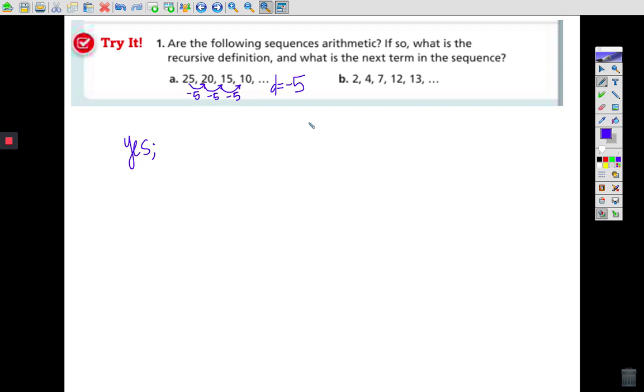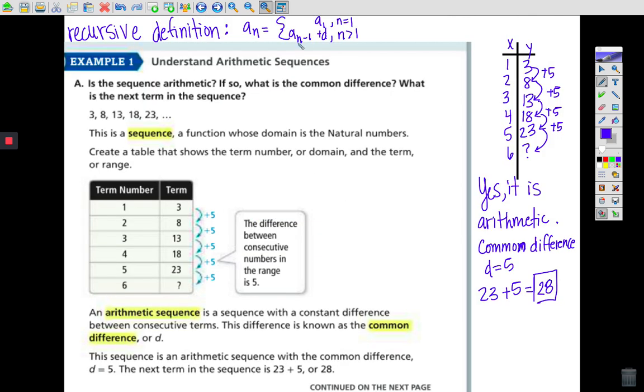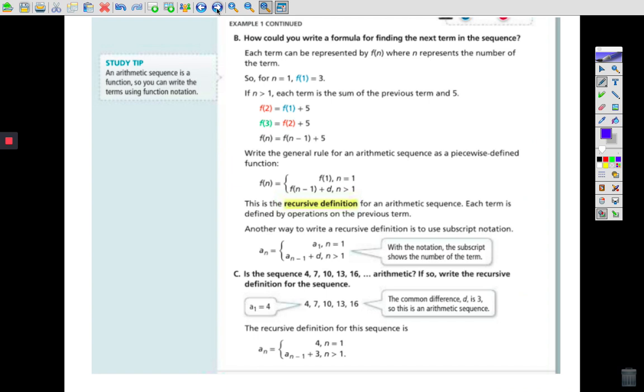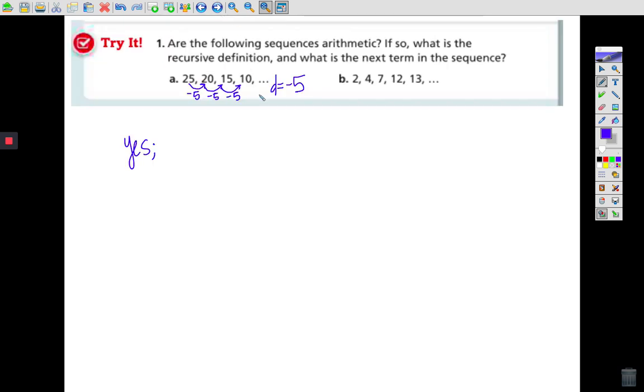So I'm going to take that information, really I'm just taking that D value and plugging it into that bottom equation there, okay? Because they want to know the recursive definition for this. So I would write a sub n minus 1 minus 5. That's our recursive definition. And then it says, what would our next term in the sequence be? What would be after 10? 5.